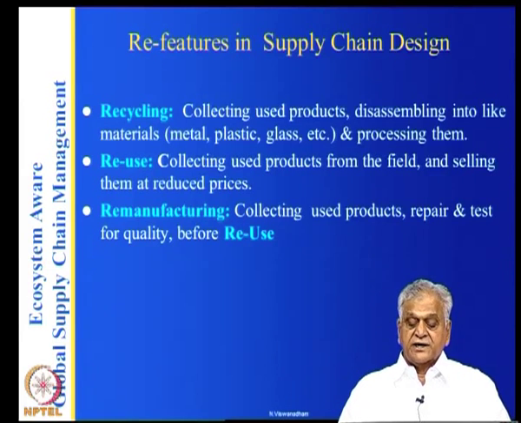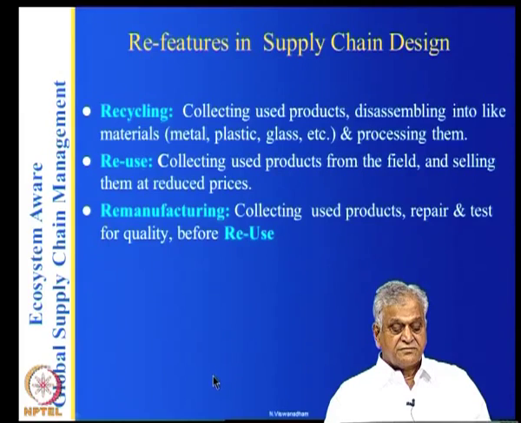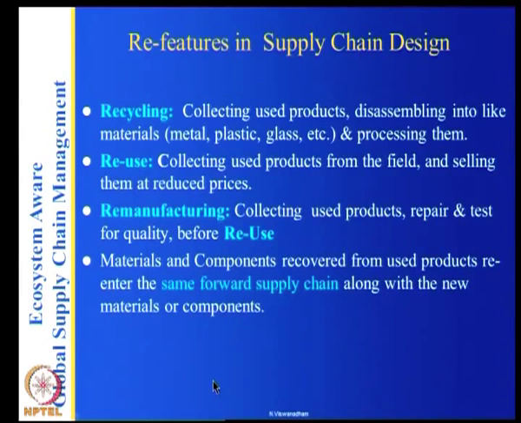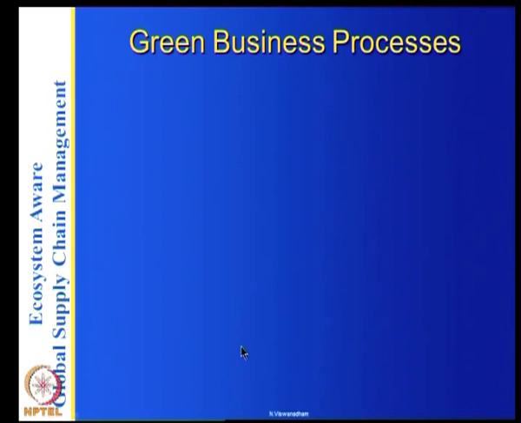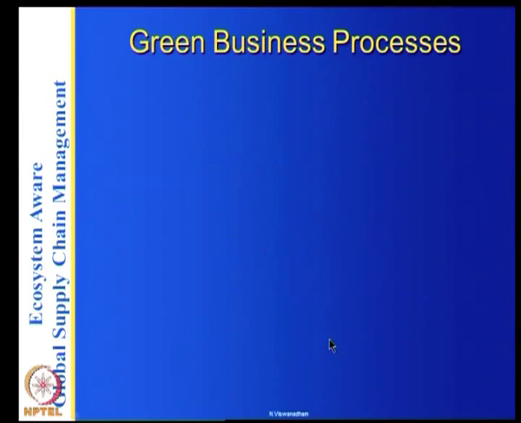And remanufacturing is collecting used products, repairing, and testing for quality before use. That is the remanufacturing. So materials and components required from used products re-enter the same forward supply chain along with new materials or components. So the re-features become very important. Of course, we didn't consider repair as a part of remanufacturing, but whatever the materials are, we'll see in the future slides how these things enter into the forward supply chain.